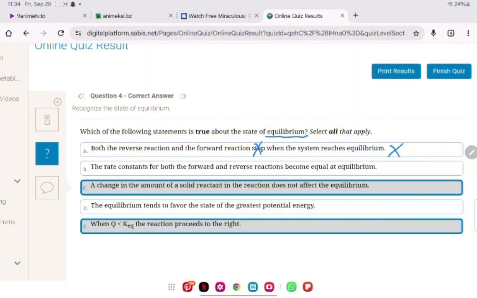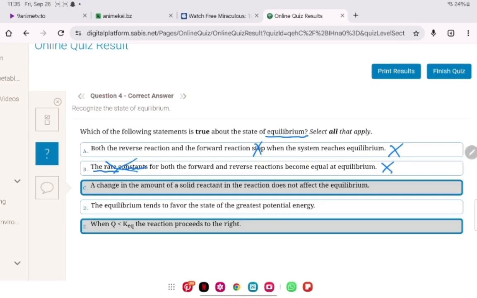The rate constants for both the forward and reverse reactions become equal at equilibrium. Normally, if you read this fast, you'd think this is correct, because they do become equal at equilibrium. But the rate becomes equal at equilibrium, not the rate constants. So if you ever see that the rate constants for both the forward and reverse reactions are equal, it's wrong. The rate is going to be equal, but the rate constant is not. Usually the rate constant is different at equilibrium. So if they said constants, it's wrong.